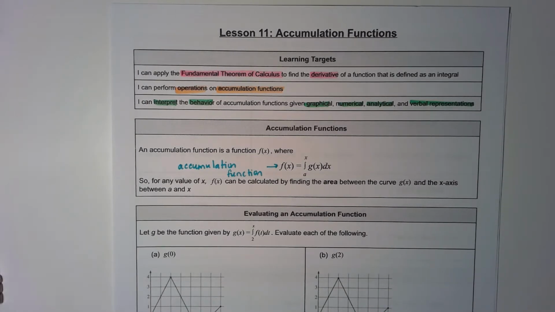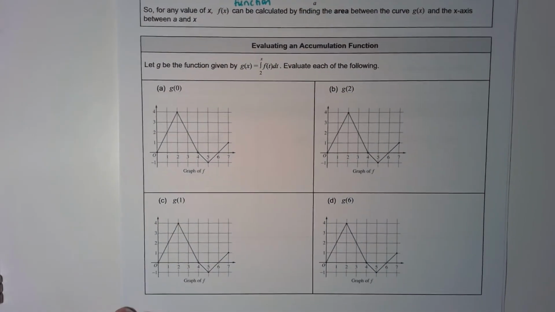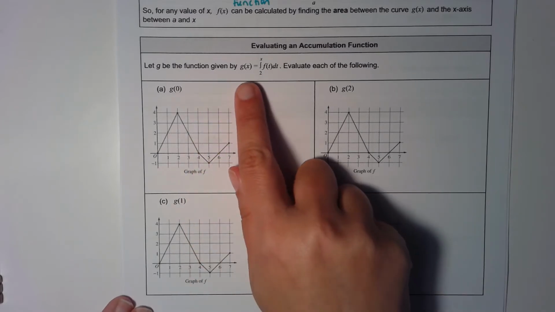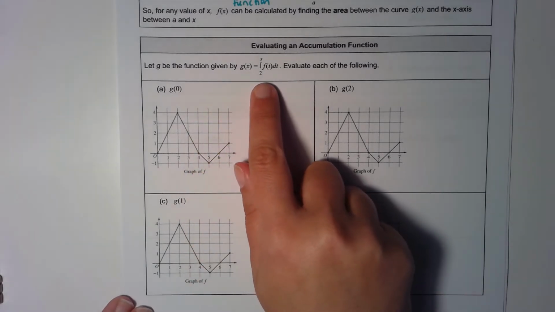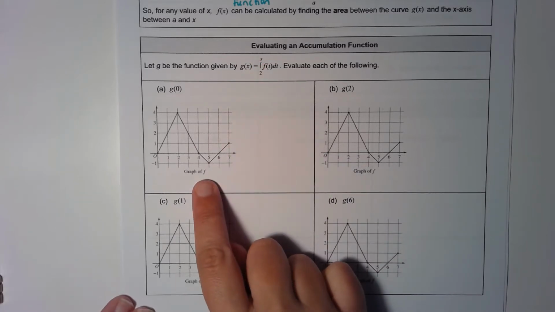So the first thing we're going to do is look at operations on accumulation functions. It's the second learning target, where we are going to start because I want to make sure that we know how to work with and evaluate these functions. So let g be the function given by g of x is equal to the integral from 2 to x of f of t. And we've got the graph of f.